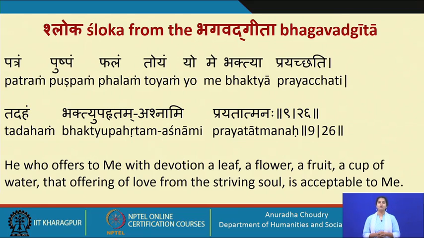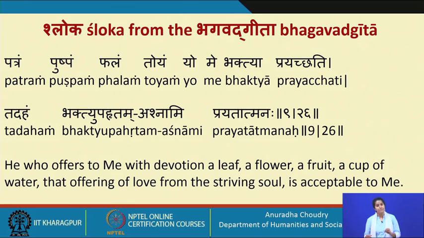And this is a verse from the Bhagavad Gita. Here Krishna is saying, in the 9th chapter, that whatever you give me, when you give it to me with a lot of sincerity, I will accept it. So, it can be a leaf, it can be a flower, it can be a fruit, it can just be water. But if you give it to me with devotion, everything is acceptable to me.